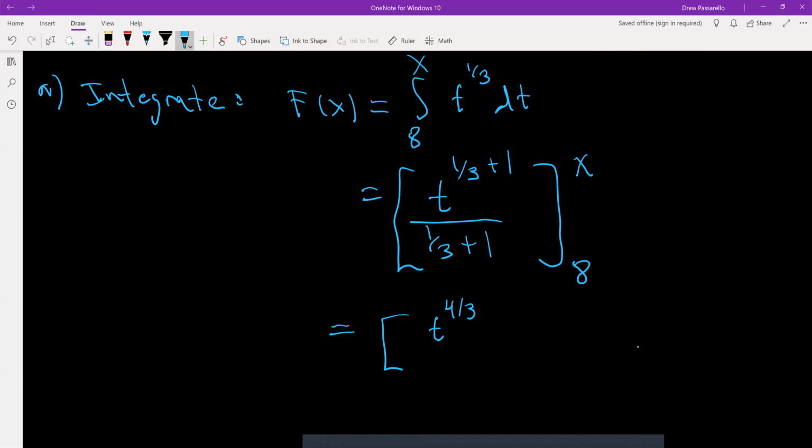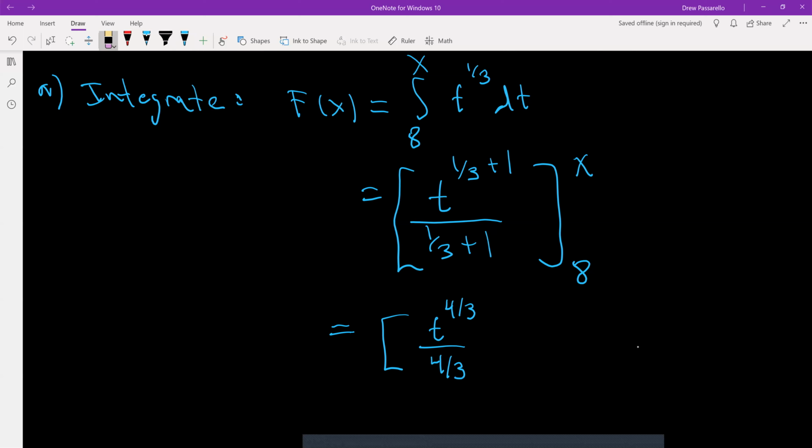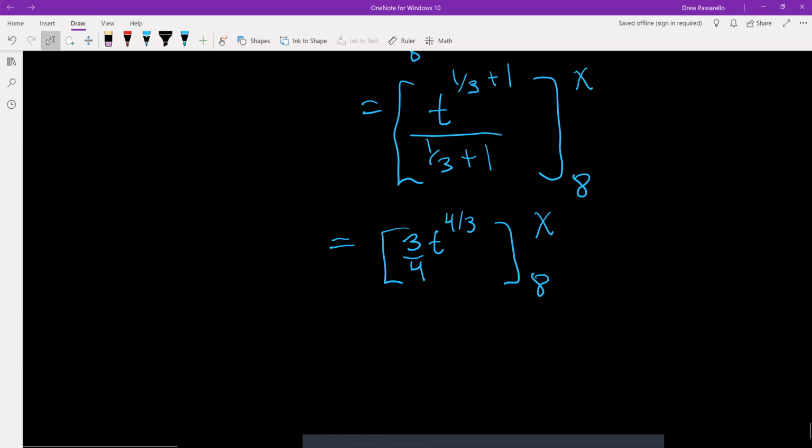And then we're dividing by 4/3. Well, when you divide by 4/3, that's the same thing as multiplying by its reciprocal, which is 3/4. So I'm going to go ahead and just write it as 3/4 times t to the 4/3. And I factor out the 3/4 and focus on plugging in the limits of integration into just t to the 4/3.